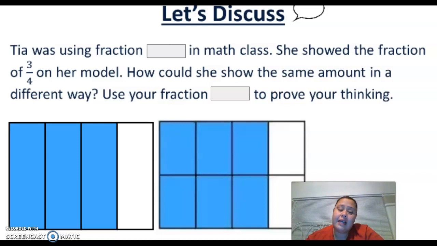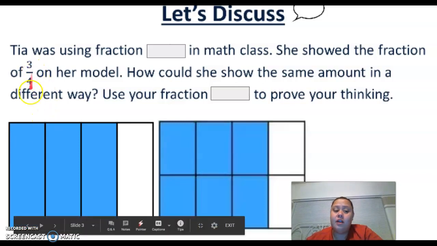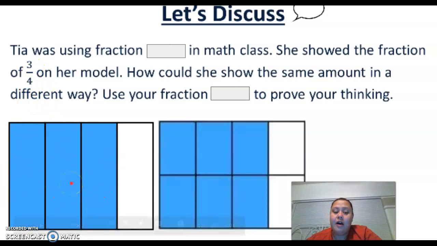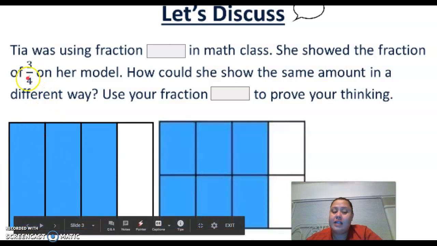Basically what we're asking is how could she show that the same amount was used in the rectangle but in a different fraction? And this is where you're going to have to practice where you know your cousins, your halves, your 4ths and your 8ths are related, your 3rds and your 6ths are related. So if we're dealing with 3/4, how can I change this shape but still equal the same amount?